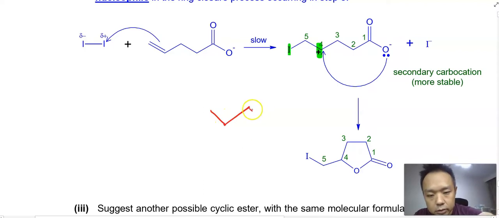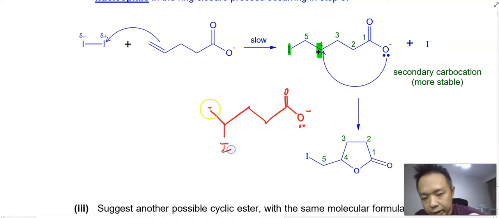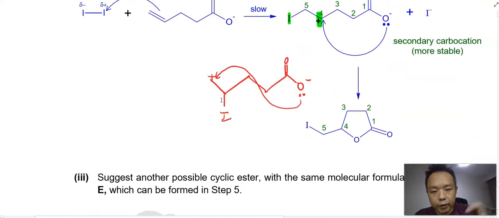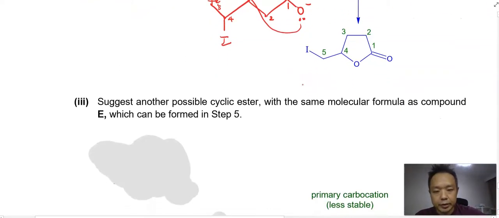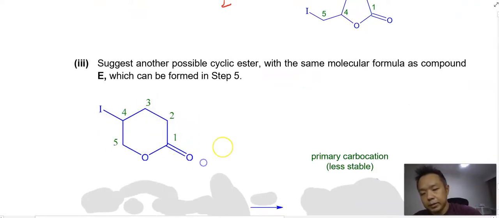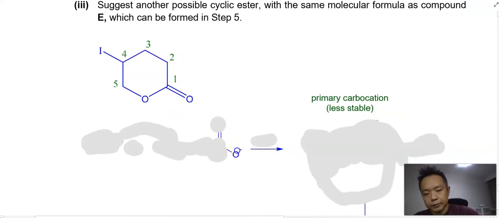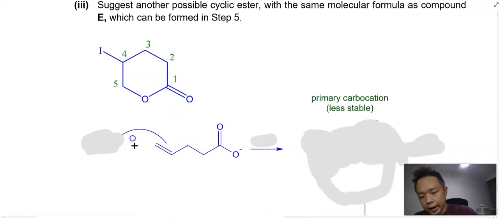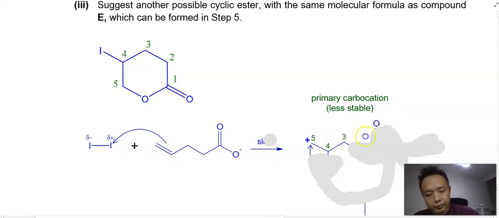1, 2, 3, 4, with the O, O minus with a lone pair. Instead of putting I at the terminal position, I can put I here with the carbocation over here. So in this case, I can attack over here, and I'll form a 1, 2, 3, 4, 5, 6-membered ring, because including the O, it will be part of the 6-membered ring. Okay, so this is a primary carbocation, and therefore you get a 6-membered ring, due to the formation of another primary carbocation which is less stable.